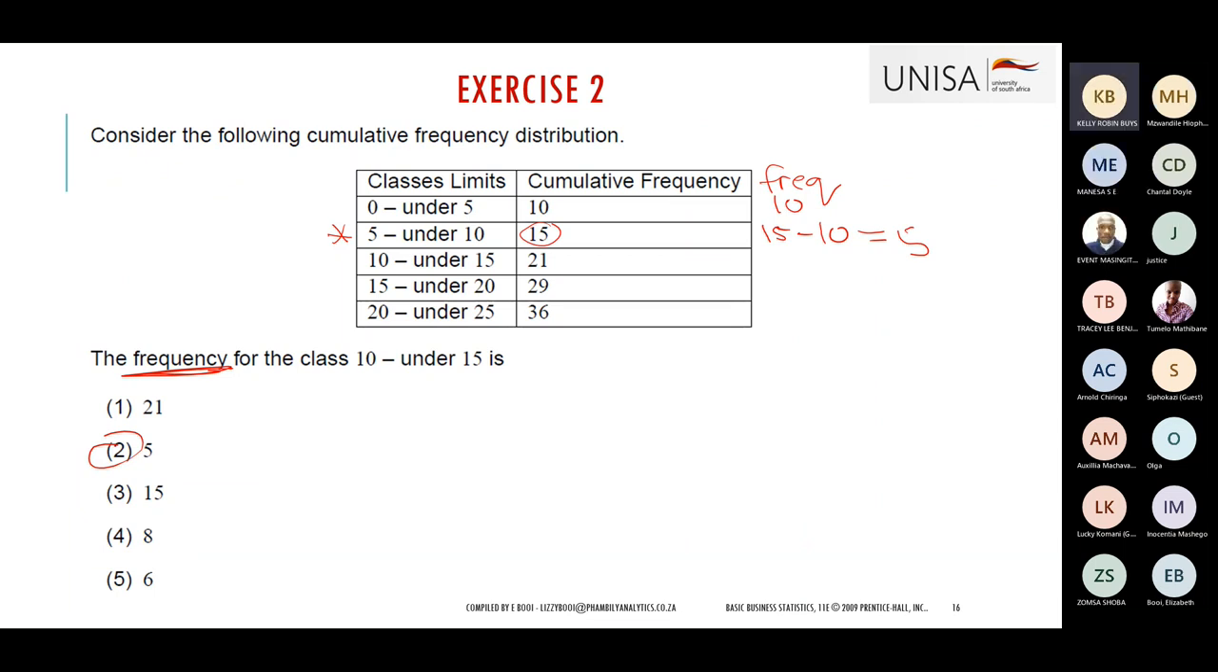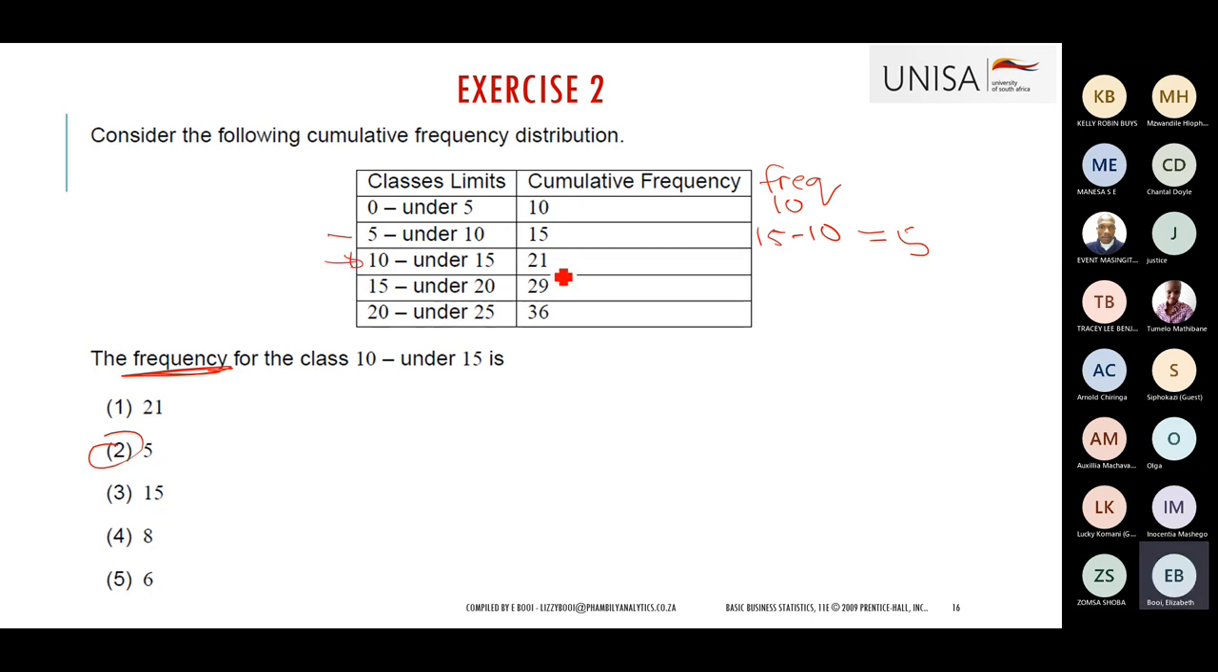Excuse me, miss. Aren't they asking for class 10 to under 15? Oh, sorry, I'm looking. Yes, you are right. I took 5 to 10. Sorry, my bad, but it's still fine. So 15 minus 10 will give us the frequency for the first one.